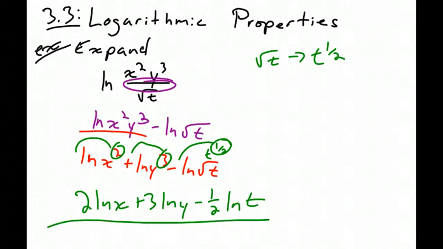There it is. It's okay that we still have things inside of our logs because those are variables. There's nothing that we can absolutely do to get those out of there. So as long as we have a single variable, or a number or something like that just left inside your log, that's as far as we can go.